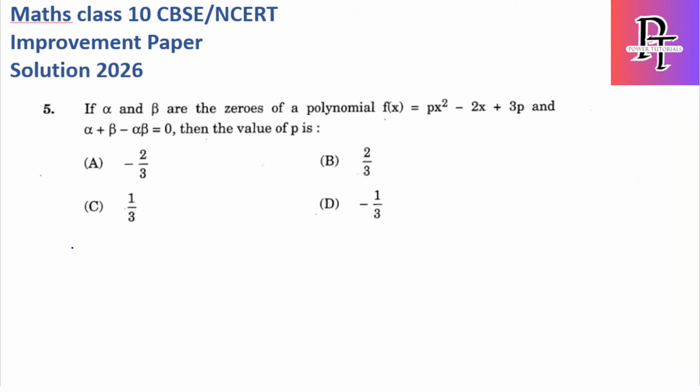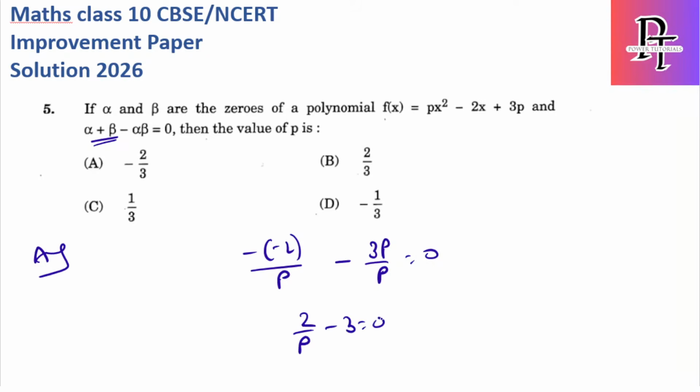Okay, next move to the fifth one. If alpha and beta are the zeros of a polynomial f of x and alpha plus beta minus alpha beta is equal to 0, then what is the value of p? What is alpha plus beta? Alpha plus beta is the sum of zeros. Sum of zeros is minus b by a. So this is minus of minus 2 by p, minus alpha beta, which is c by a, which is 3 by p, is equal to 0. So this becomes 2 by p minus 3 is equal to 0, which implies 2 by p is equal to 3, or p is equal to 2 by 3. Option is B. Let's move to the next one.